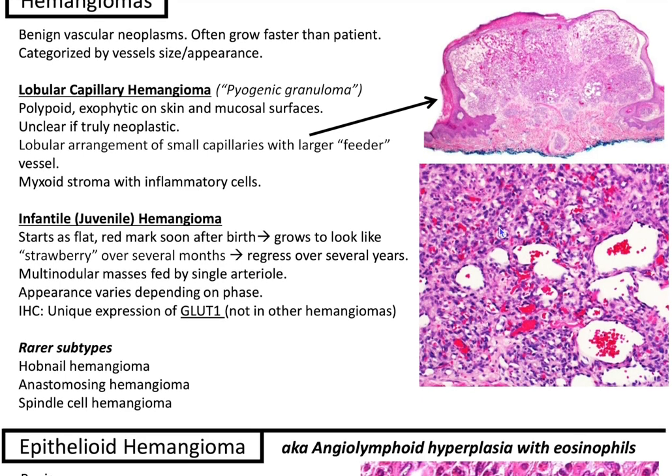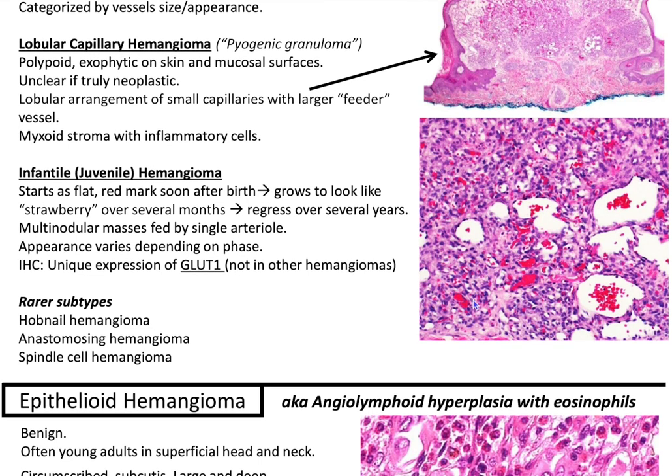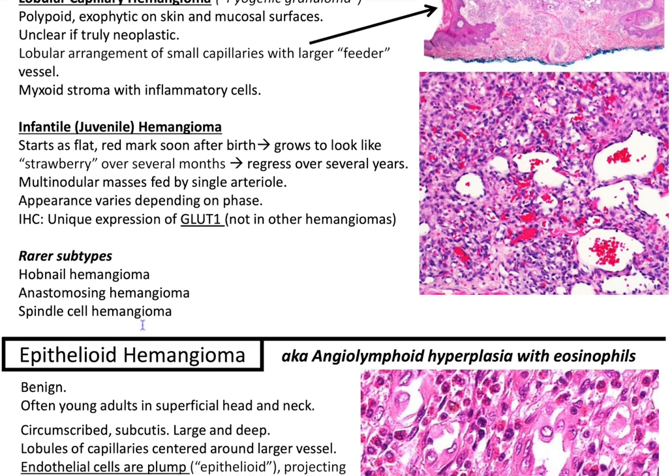Your infantile juvenile hemangioma, it starts as a flat red mark soon after birth, and then it looks like a strawberry over several months. And it regresses over several years, and you'll see a multinodular mass fed by a single arteriole, and the appearance varies depending on the phase, where it's just a flat red mark, or it looks like a strawberry over several months, or after it regresses. And if you're unsure, it has this unique expression of GLUT1. And then rarer subtypes include your hobnail hemangioma, anastomosing hemangioma, and spindle cell hemangioma.